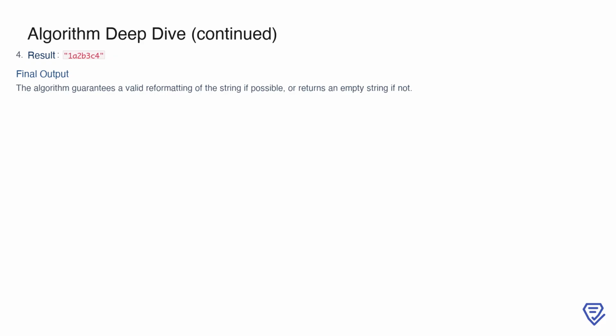This algorithm guarantees a valid reformatting if the input string meets the feasibility condition. Otherwise, it returns an empty string. By following these steps, we achieve an efficient and reliable solution to the problem.